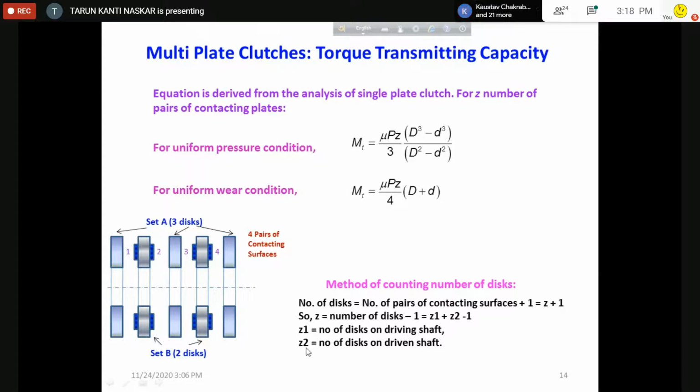Okay. So Z equals number of discs minus 1. And number of discs means Z1 plus Z2, minus 1. So this way we can calculate Z. Z is equal to Z1 plus Z2 minus 1. Or you can write it ZA plus ZB minus 1, whatever you write. Z1 is number of discs on driving shaft, Z2 is number of discs on driven shaft. Is it okay? How to count this Z? Yes, sir.